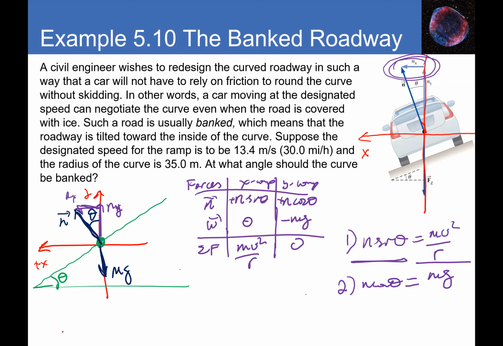If I do that, you can see the normal force cancels out from equations 1 and 2. Mass cancels out too. And I end up with sine over cosine, which is tangent of theta, equals v squared over rg. That's my equation after I divide 1 by 2. Then from here, just solve for theta.